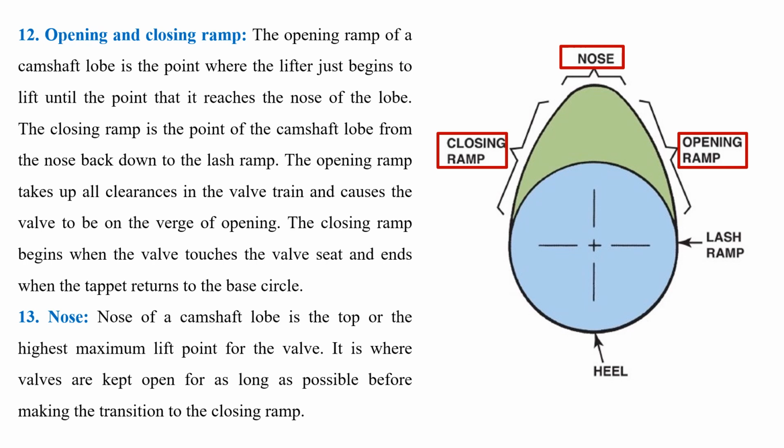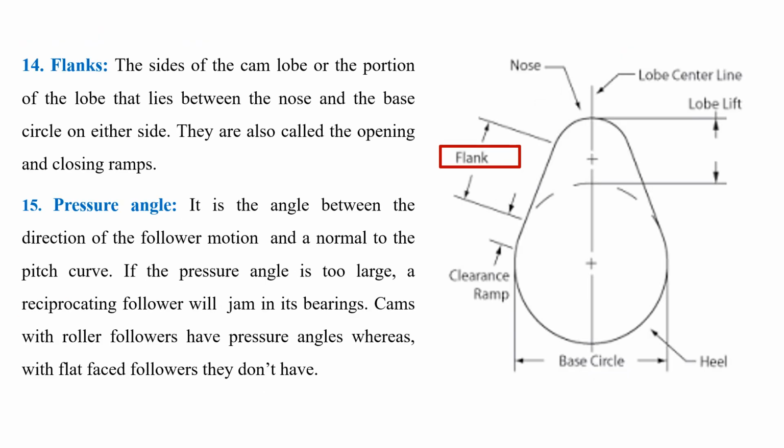to the base circle. The nose of a camshaft lobe is the top, or the highest maximum lift point for the valve. It is where valves are kept open for as long as possible before making the transition to the closing ramp. The sides of the cam lobe, or the portion of the lobe that lies between the nose and the base circle on either side, are known as the flanks. They are also called the opening and closing ramps.